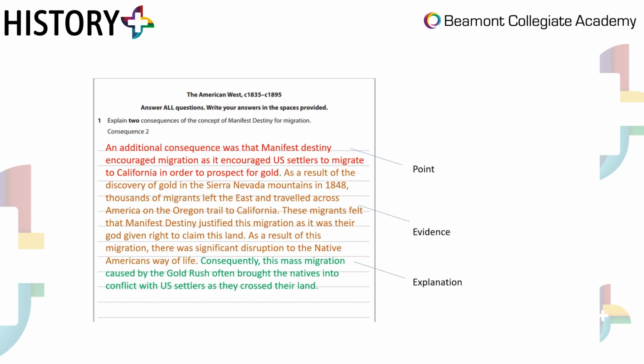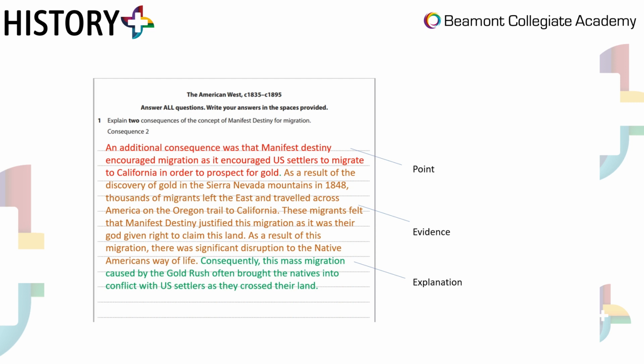The other consequence that I'm going to talk about for this one then is going to be the gold rush. So the idea of manifest destiny is that idea that white Americans, US settlers, believed that it was their God-given right to take over land in North America, to civilize the people that lived on it, to make them Christians, and this justified their actions, and this was evident with the gold rush. So my point here, an additional consequence was that manifest destiny encouraged migration, as it encouraged US settlers to migrate to California in order to prospect for gold. There's my point all about the gold rush.